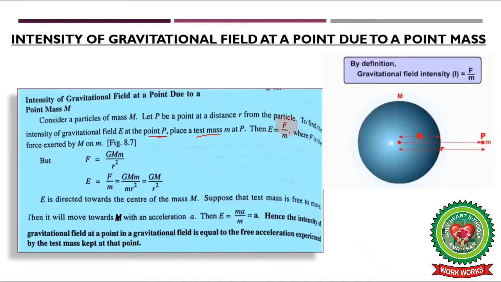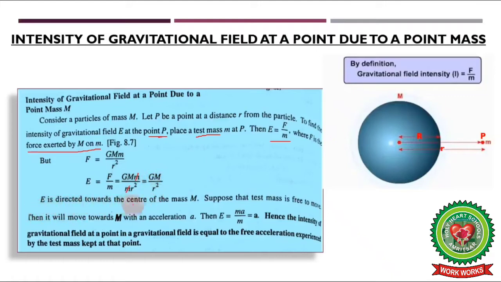Then E is equal to F divided by m. We have already read this formula. Intensity of gravitational field is F upon m, where F is the force exerted by M on small m. Already we have done F is equal to GMm upon r square. It is the force of attraction between any two masses. But also E is equal to F divided by m. So divide this whole equation by small m. This m and this m will cancel out and we are left with GM upon r square.